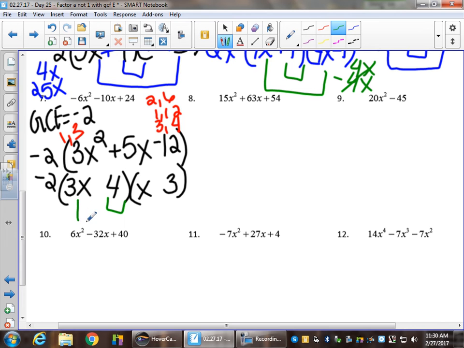Inner is what? 4x. Outer is what? 9x. Which one has to be negative? Which one has to be positive to get to a 5? The 4, right. So 3x minus 4, x plus 3.